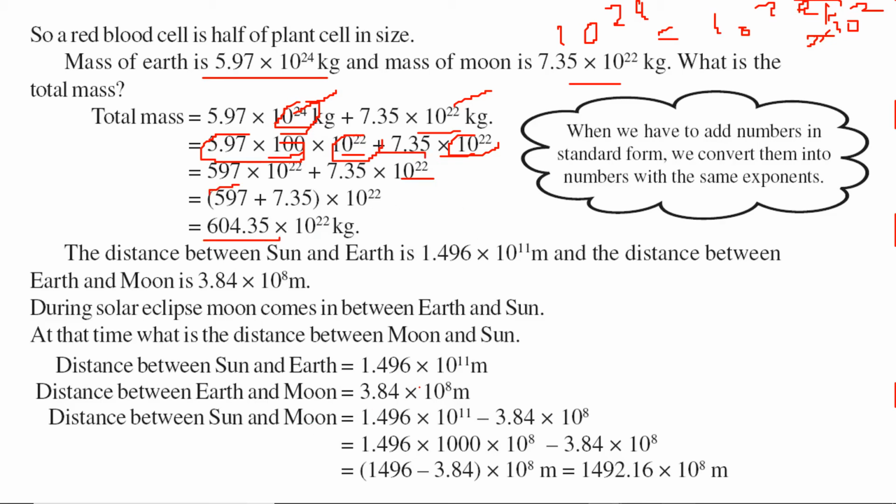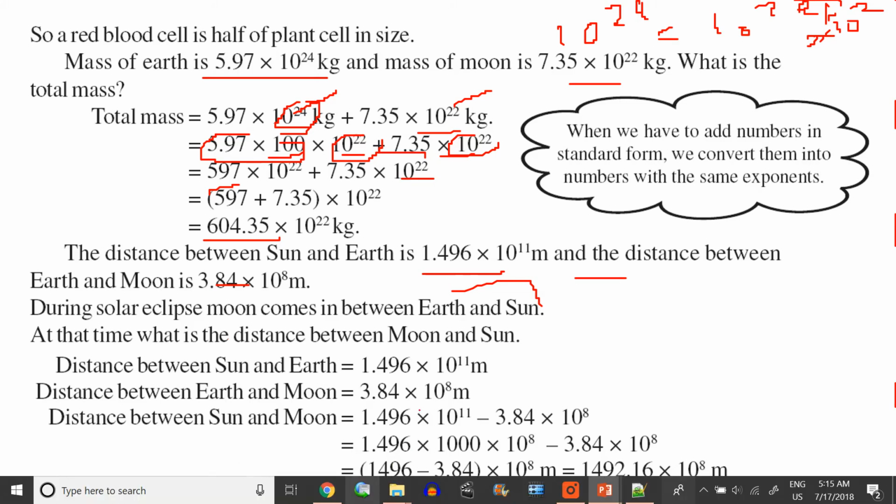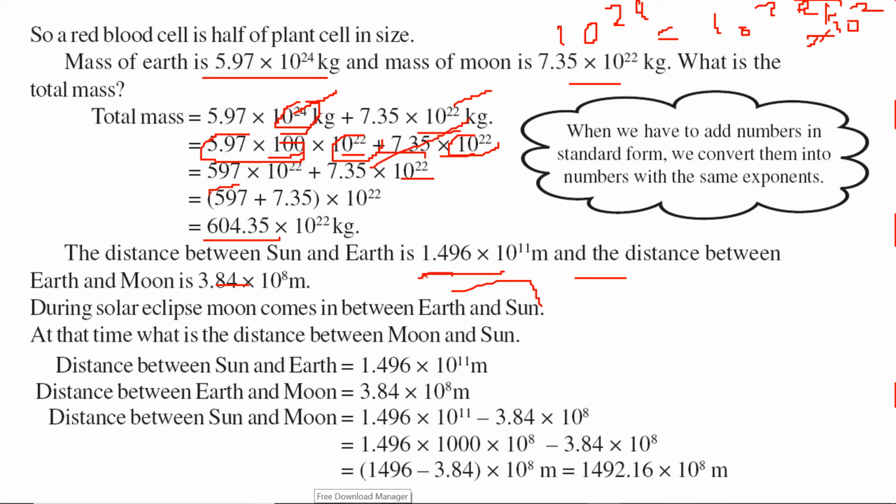Similar is the case with one more example when we are trying to subtract. So the distance between sun and earth is this. The distance between earth and moon is this. So during solar eclipse, moon comes between earth and sun. So at that time, what is the distance between moon and sun? So in this case, we have to subtract these two. Means we have to subtract this number from this number.